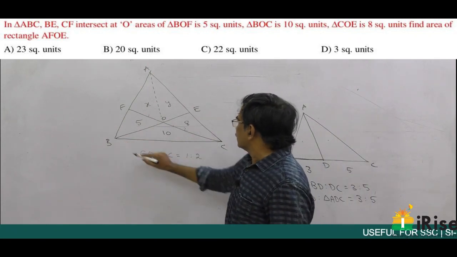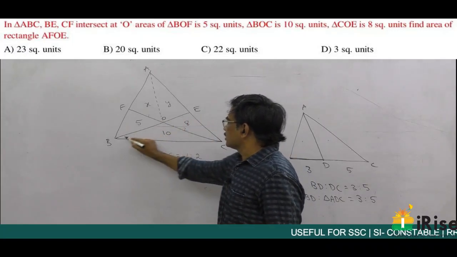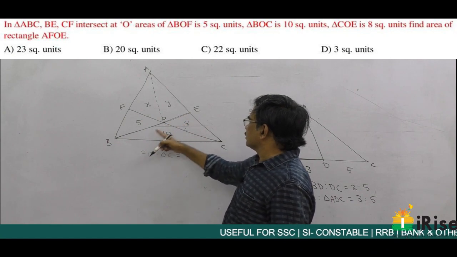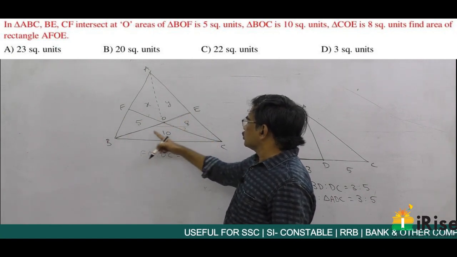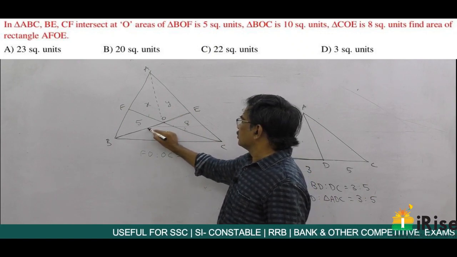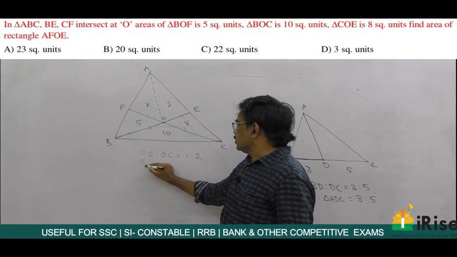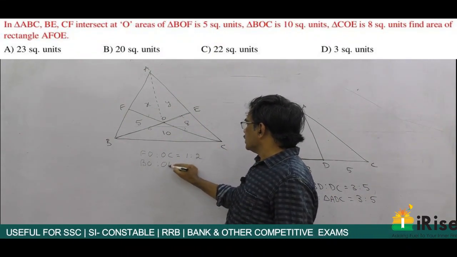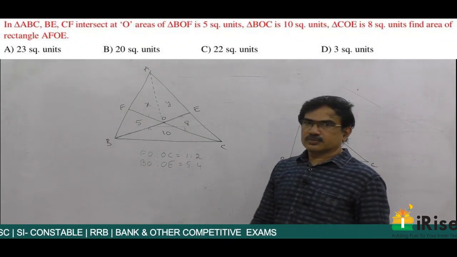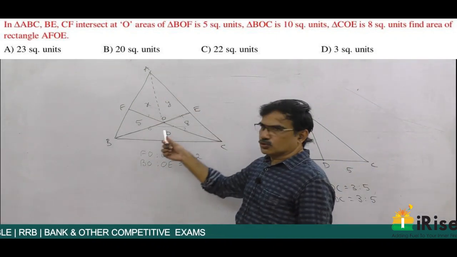Similarly, consider this triangle BEC. Here, consider this as the base. For these two triangles, the height is the same. The bases are in the ratio 10 parts to 8 parts. So the sides are in the ratio 5 parts is to 4 parts. That is, BO is to OE is equal to 5 is to 4. So I want to use this concept to solve this question.